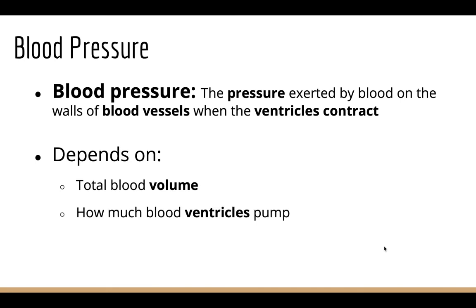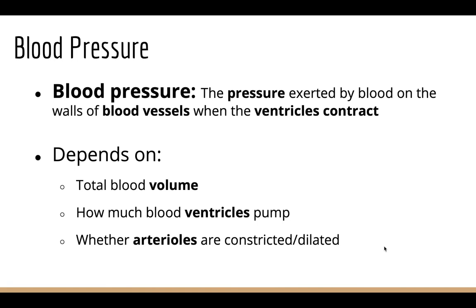The next thing is how much blood your ventricles pump. If they're pumping more, for instance, if you are exercising or under a lot of stress, your blood pressure may go up. But if you're relaxing and your ventricles are pumping less, then your blood pressure goes down. The last one is constriction in our arterioles. If they are constricted, we have a lot of pressure on the blood, so we have higher blood pressure. But if they're dilated, they're more open, there is less of the blood pushing up against the walls, so your blood pressure goes down.